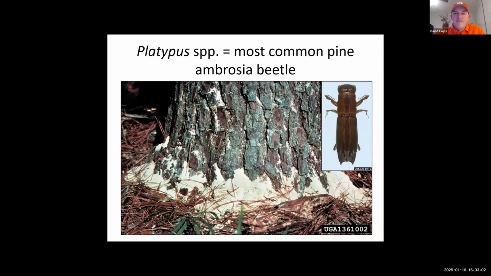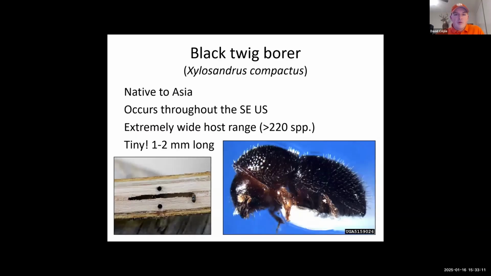They leave what looks like a really fine flour. It's super powdery, super fine. It just sort of drops down at the edge of the tree. Couple ambrosia beetles we'll talk about real quick here.